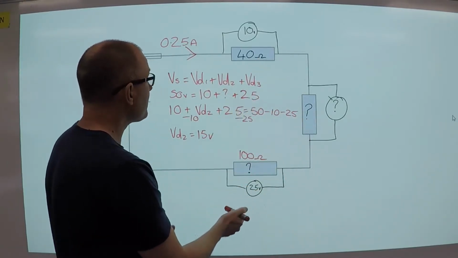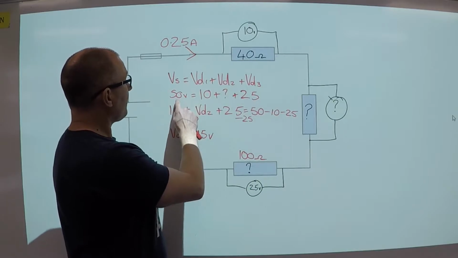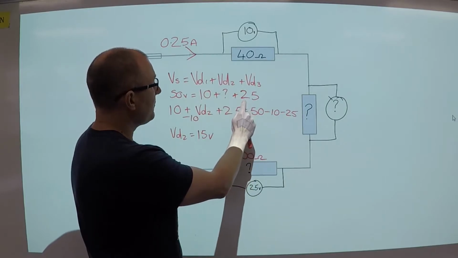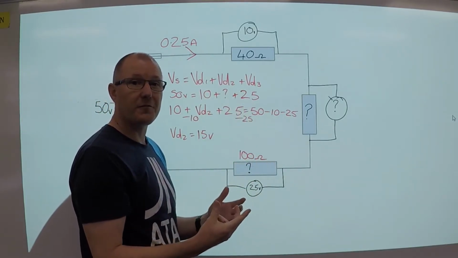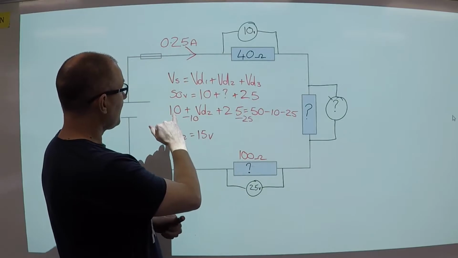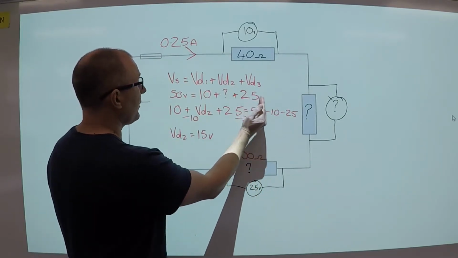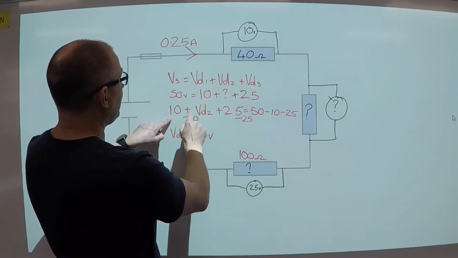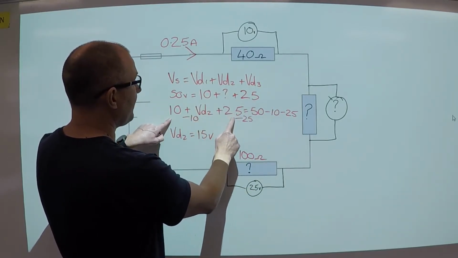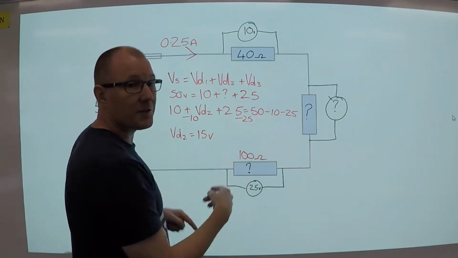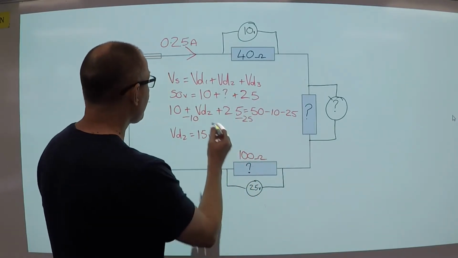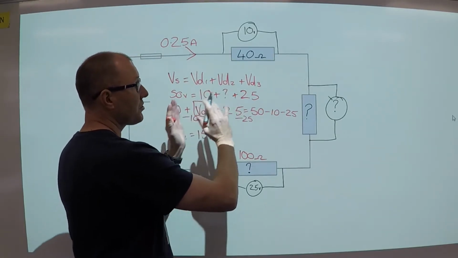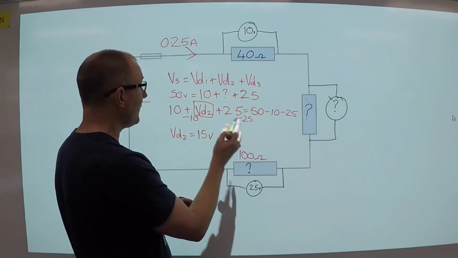So we write the equation: supply voltage is equal to voltage drop 1, plus voltage drop 2, plus voltage drop 3. In this case, 50 volts equals 10 plus what we don't know plus 25, so we transpose the formula to work it out. What I like to do is write the equation backwards: 10 plus voltage drop 2 plus 25 equals 50. So what we have to do is transpose. We want to leave this on this side of the equation and transpose everything else to the other side.